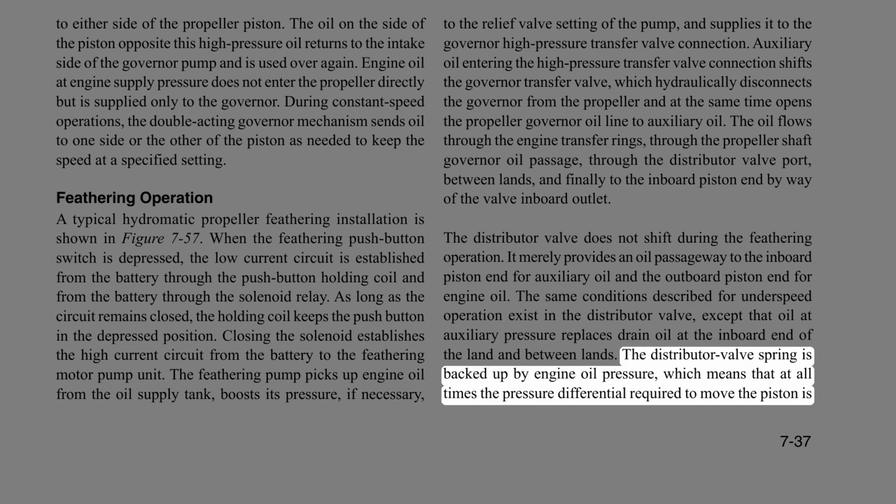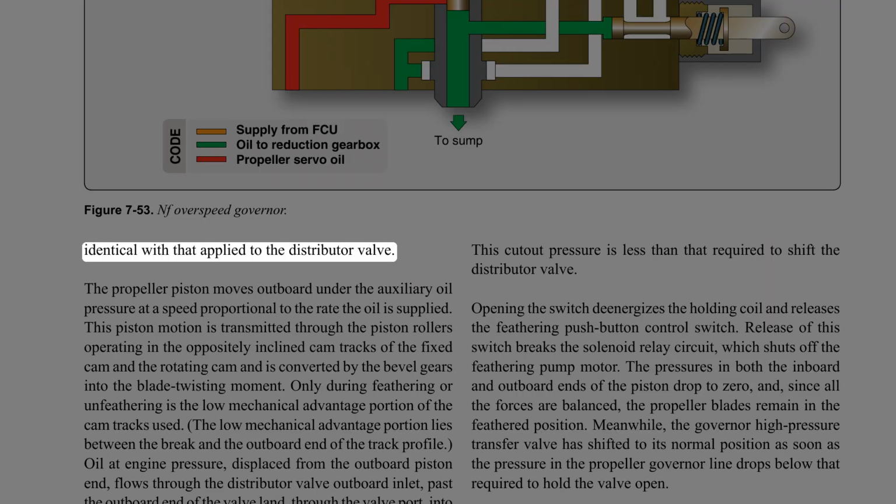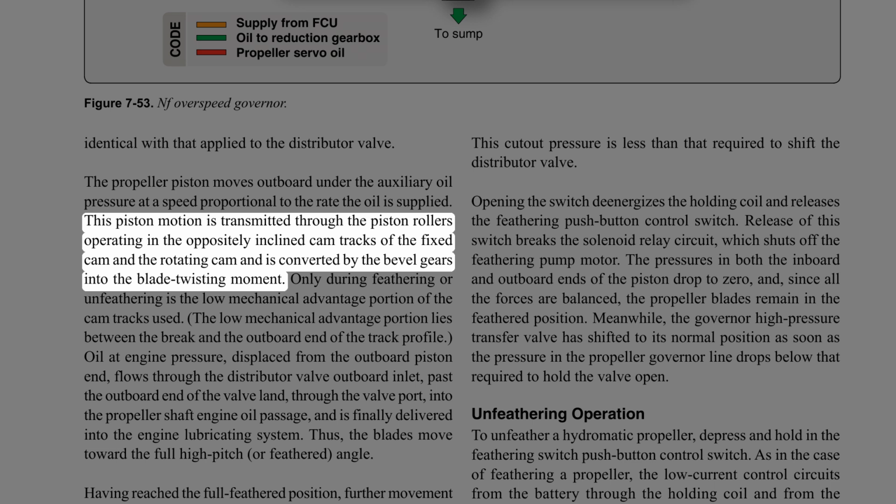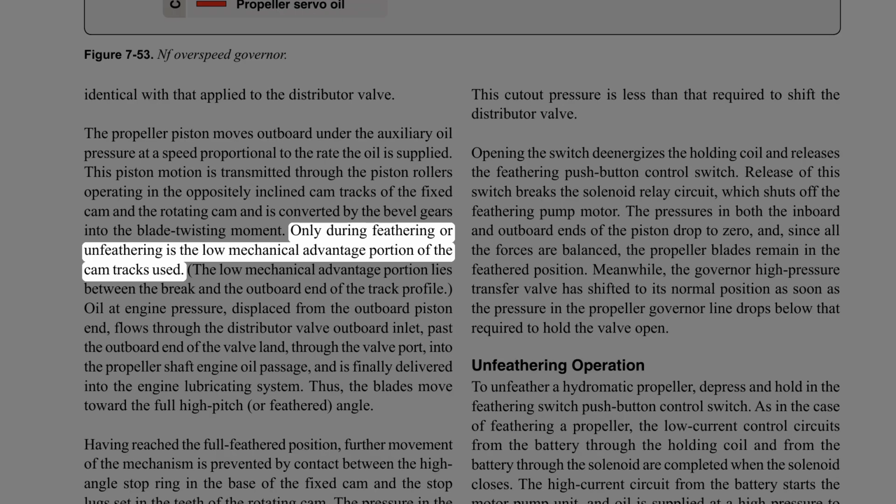The distributor valve spring is backed up by engine oil pressure, which means that at all times the pressure differential required to move the piston is identical with that applied to the distributor valve. The propeller piston moves outboard under the auxiliary oil pressure at a speed proportional to the rate the oil is supplied. This piston motion is transmitted through the piston rollers operating in the oppositely inclined cam tracks of the fixed cam and the rotating cam and is converted by the bevel gears into the blade twisting moment. Only during feathering or unfeathering is the low mechanical advantage portion of the cam tracks used.